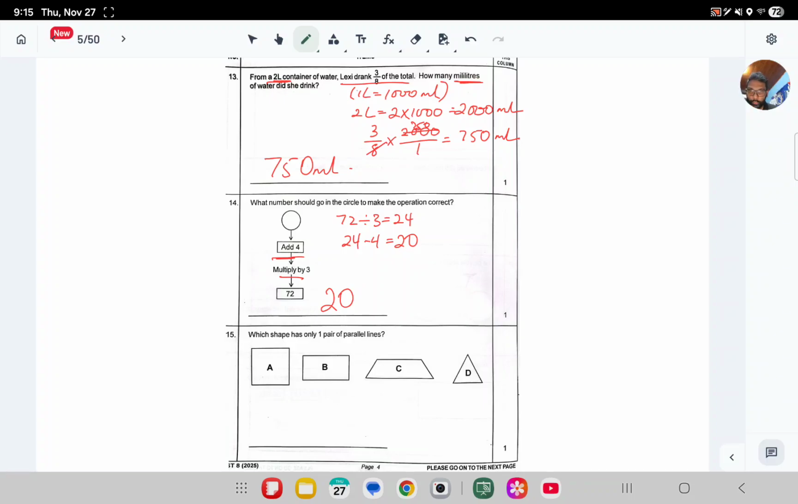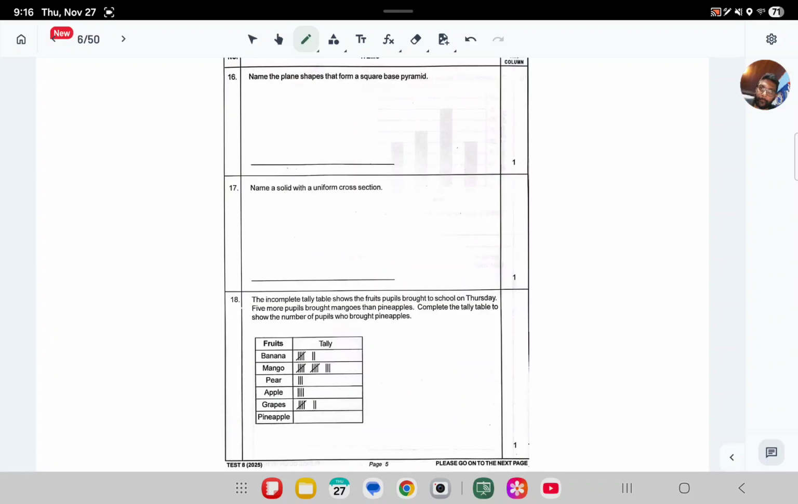Which shape has only one pair of parallel lines? Parallel lines are lines that never meet, never touch, and they want only one pair. This has here and here, here and here, then here and here parallel, here and here parallel, here and here parallel. So therefore the answer is C. Only one line or one pair of parallel lines.